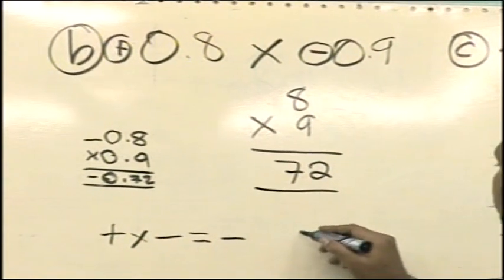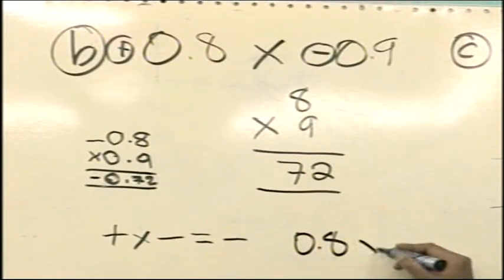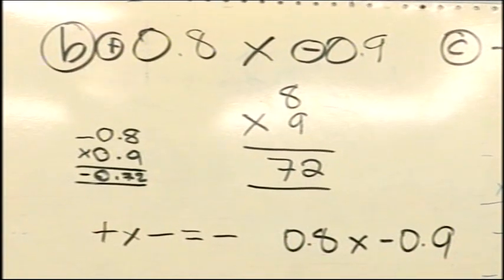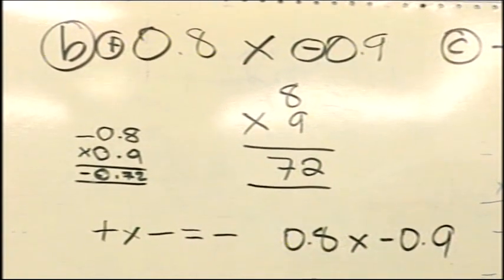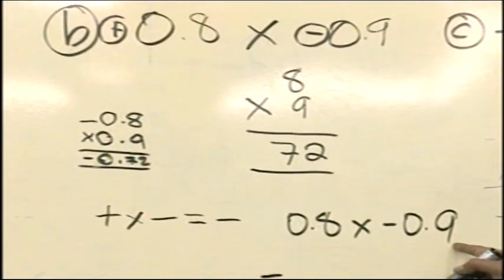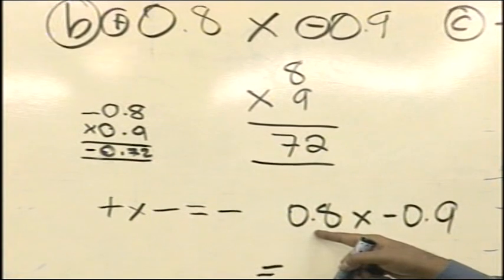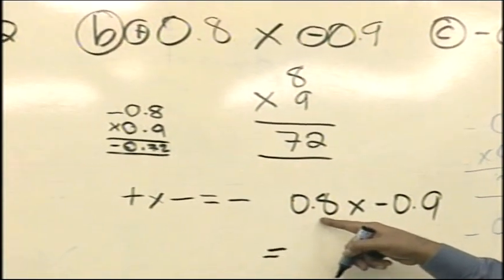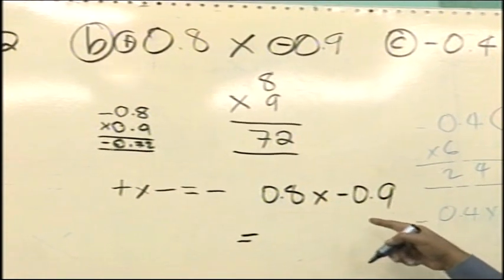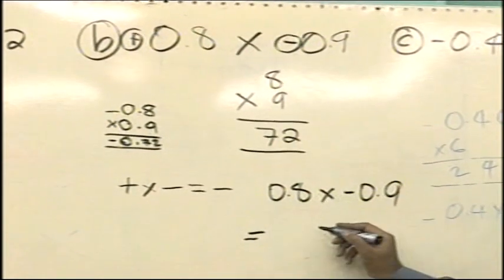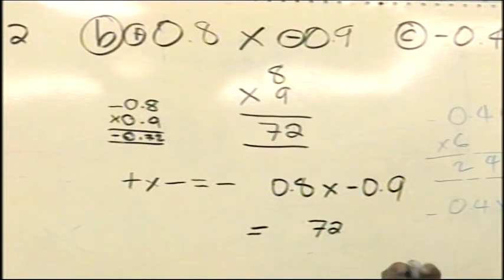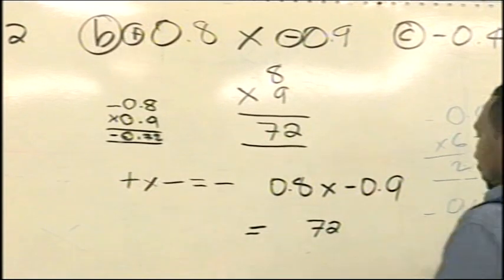Now, next step, we are going to check the decimals. So 0.8 times negative 0.9. How many decimal places here? 2 or 1? 1. And here? 1. So the total will be how many decimal places? 2. So when we write this 72 here, we're going to move 2 decimal places to the left or to the right?